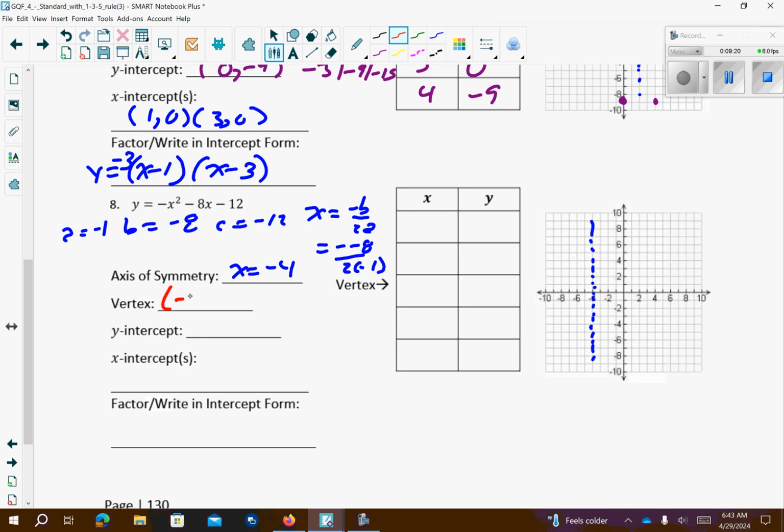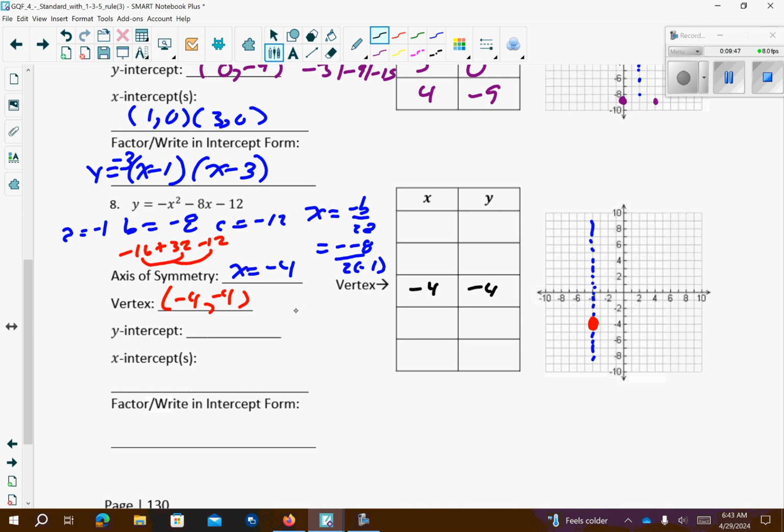Our vertex is going to be negative 4 comma something. Plug negative 4 in. Negative 4 squared is 16. With the negative is negative 16. Negative 4 times negative 8 is positive 32 minus 12. So that's going to give me 16. 16 minus 12 is negative 4. So negative 4, right there. We don't know our y-intercept yet, but we know we have negative 4.